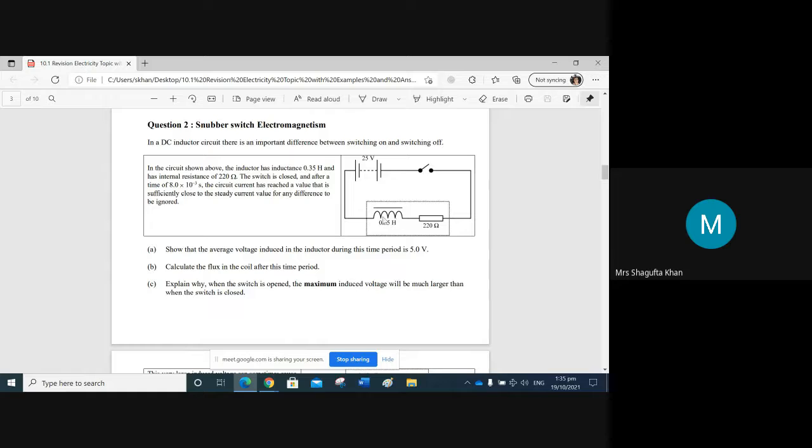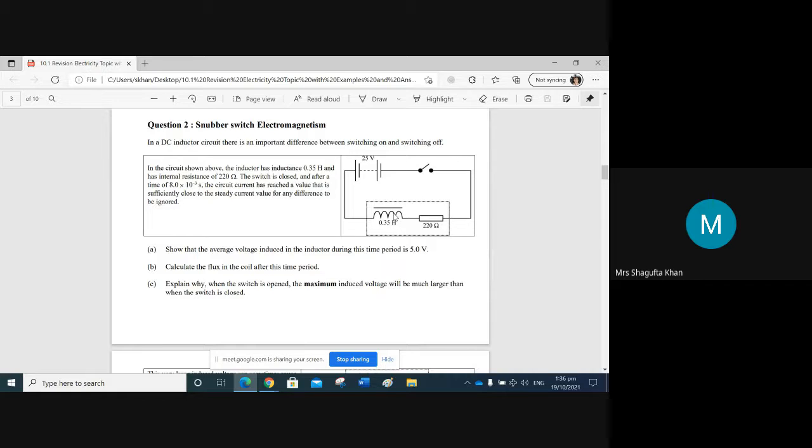So this is an inductor, there is a resistor, there is a battery. A question that could be asked quite often is, when the switch is closed, first of all, they might ask you the time constant. The time constant of an inductor-resistor circuit is L over R. When the switch is closed, current does not reach its maximum value instantly. It will reach the maximum value with a delay.